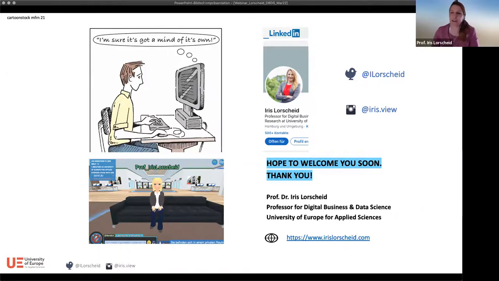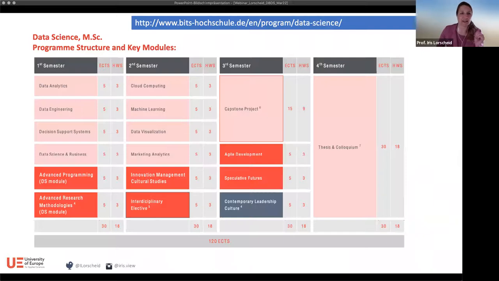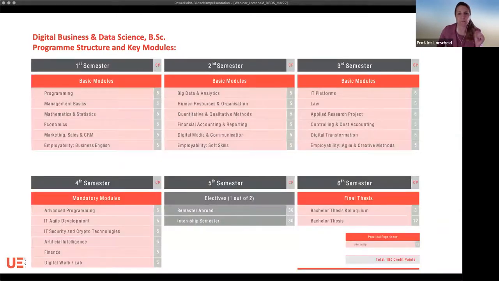And I think we have now a moment to talk. I also brought the curriculum with me if you want to have a look at these. So we have digital business and data science on the one hand and a data science master on the other. So both programs prepare you in the best possible way for what I just described.